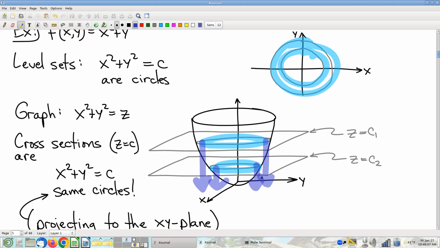And will they always start smaller and grow? Now, it depends on the function. Every function's different. If the paraboloid, for example, was upside down, then the lower cross sections would be bigger, and as you go up, those cross sections, and therefore the level sets, would be getting smaller. Yeah, every one is different.